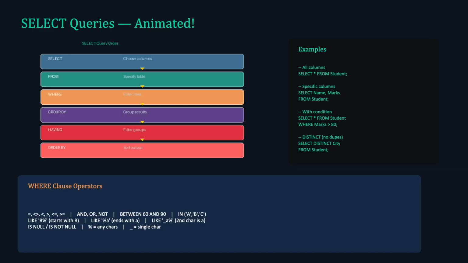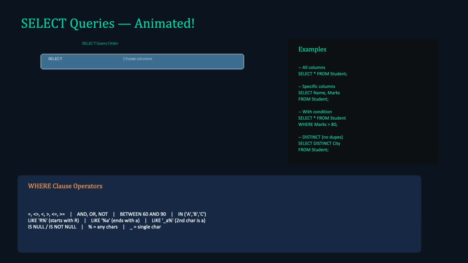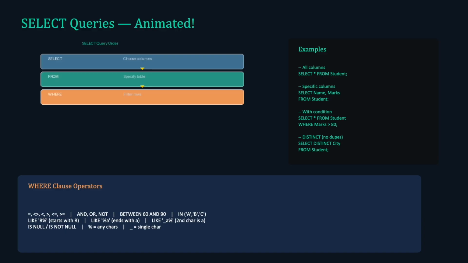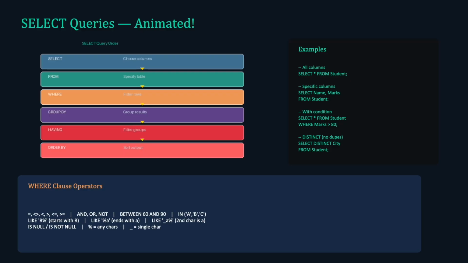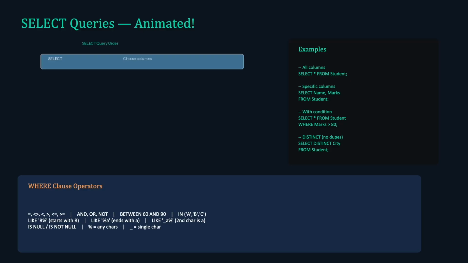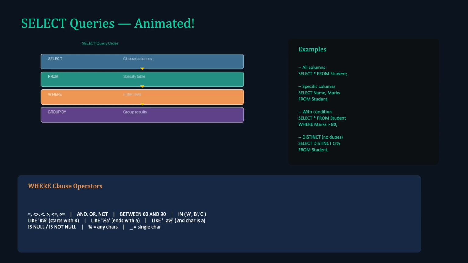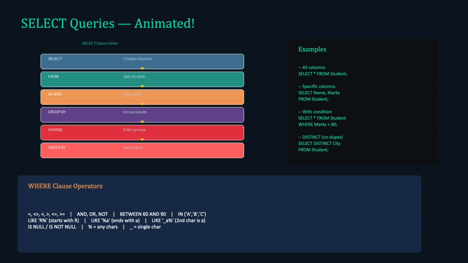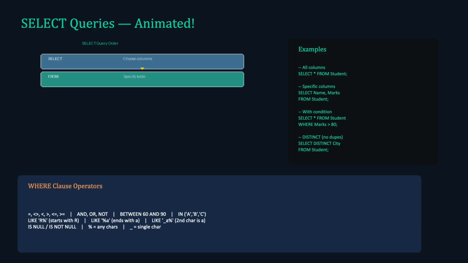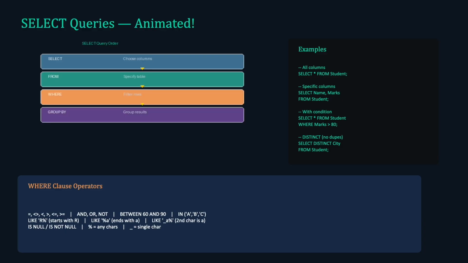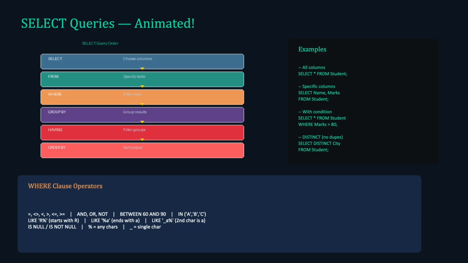Watch the select query order. Select chooses columns, from specifies the table, where filters rows, group by groups results, having filters groups, order by sorts output. Select star gets all columns.